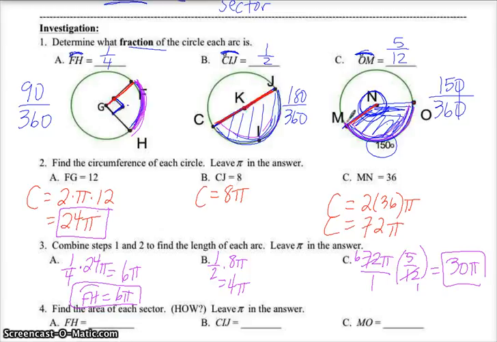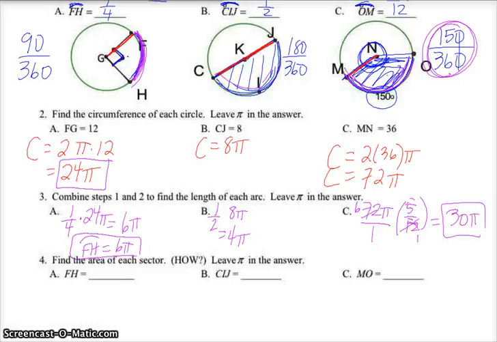So what did I do? I just took the fraction of the circle, so you take the degrees that was given, divided by 360, multiplied by the circumference. 150 divided by 360, multiplied by the circumference, and that gives you just the fraction of the entire circle that we're talking about.